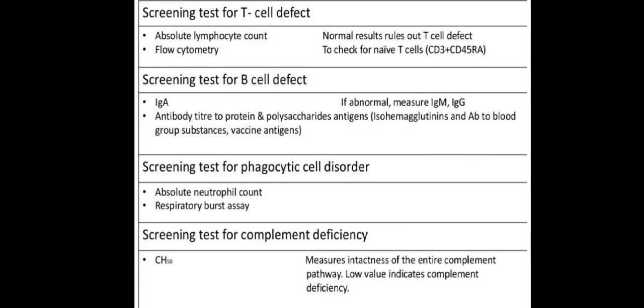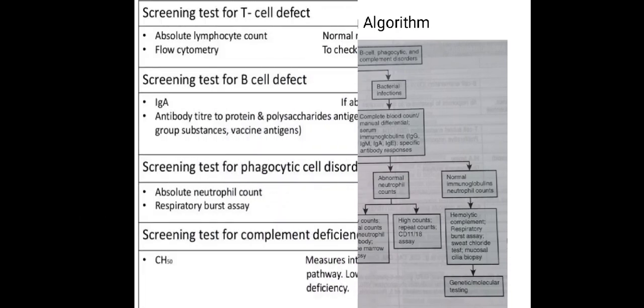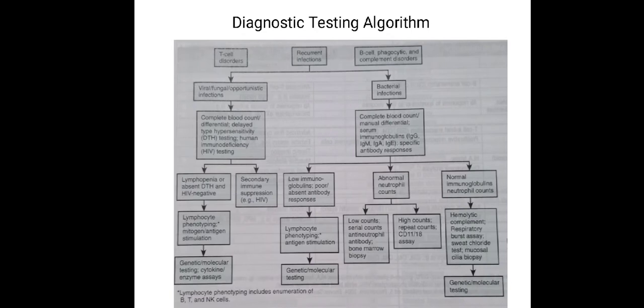Screening tests for phagocytes are absolute neutrophil count and respiratory burst assay. For the complement system, CH50. CH50 is the amount of complement activity present in the blood. That's what they say, CH50. This one is taken from Nelson. Whenever you suspect immune deficiency, either primary or secondary, it's the algorithm to be followed.